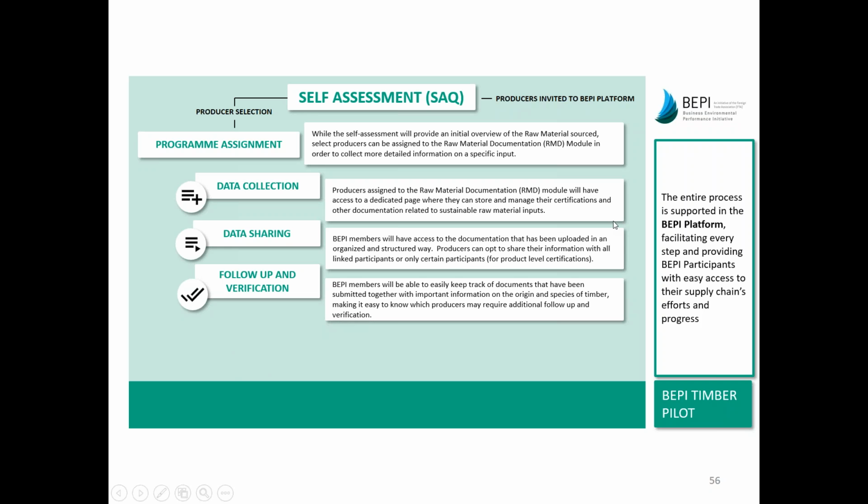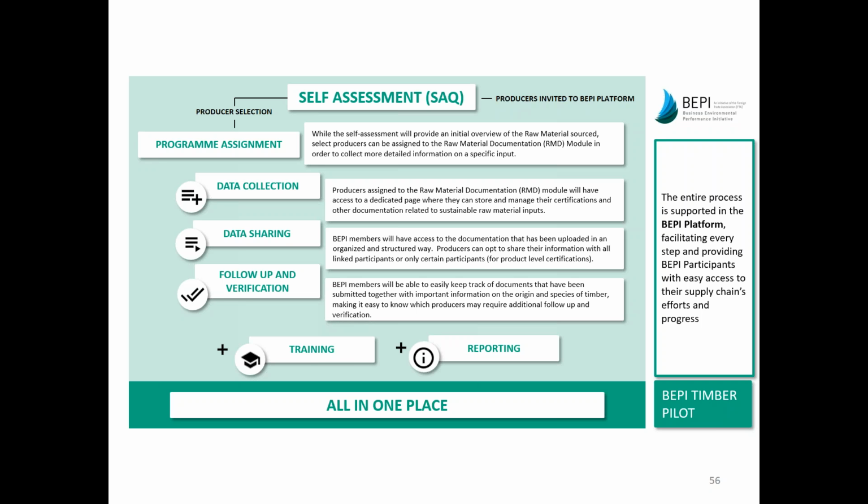So BPI members will easily be able to keep track of which documents have been submitted and the information as mentioned on the origin and species of timber. So to make it easy to know which areas of your supply chain will need additional follow-up and verification. So this is in line with what Oliver presented in terms of the requirements of due diligence. Of course, a big aspect of the FTA services is also training, so both for our members, but also for the factories and producing countries on which requirements and how to comply with EUTR, and reporting as well. So through the platform and the sustainability dashboards, all the information on your supply chain is effectively in one place, organized and easy to manage.